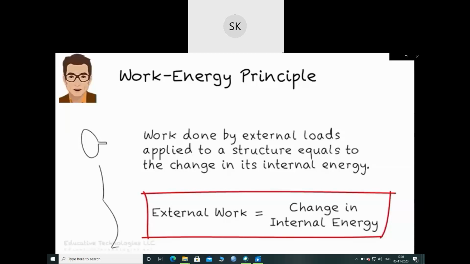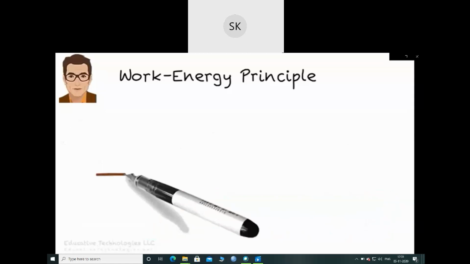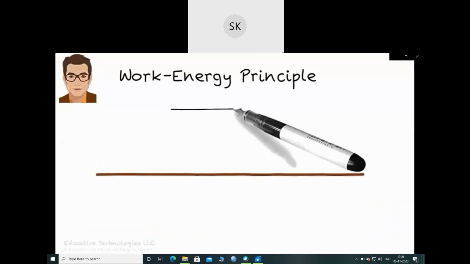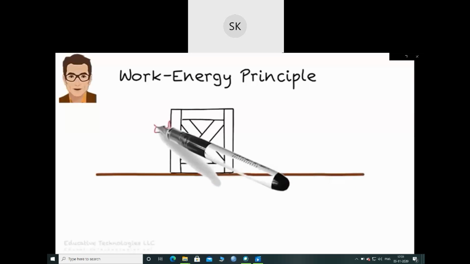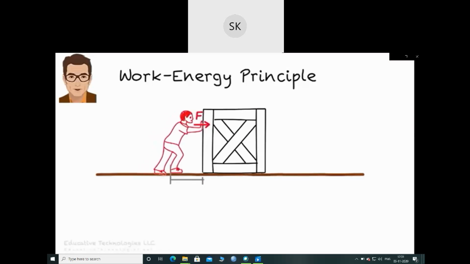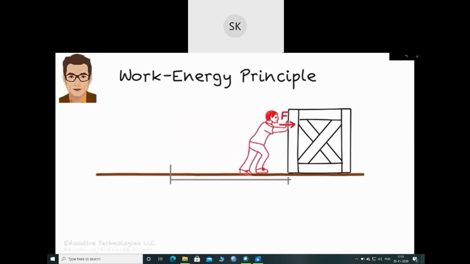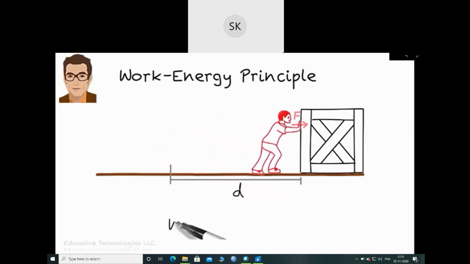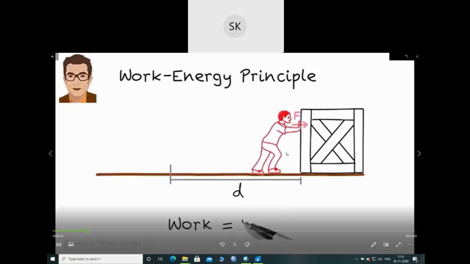What does that mean exactly? And how is this relevant to structural analysis? Let's start by defining work. From physics, we know that work equals force times distance. More specifically, if a force F causes an object to move a distance d in the direction of the force, then work done by F is F times d.